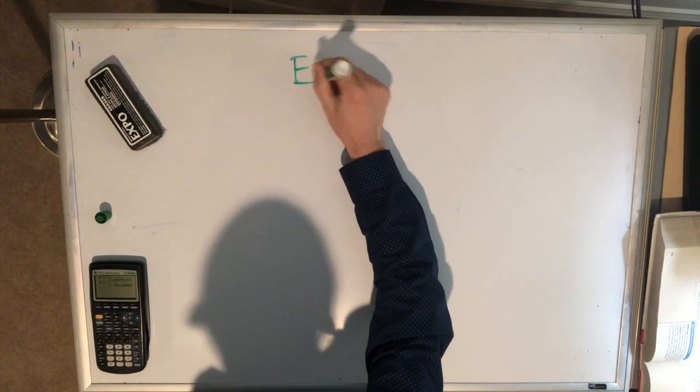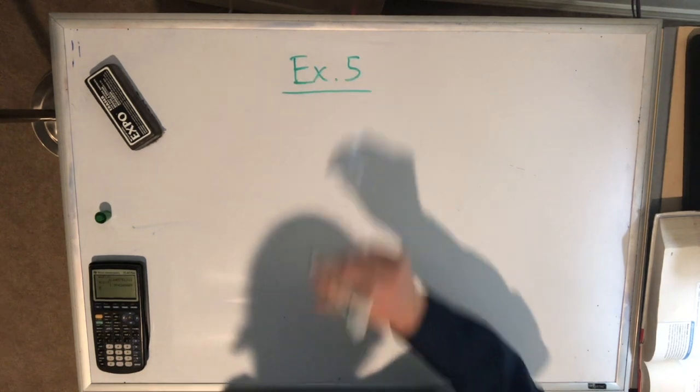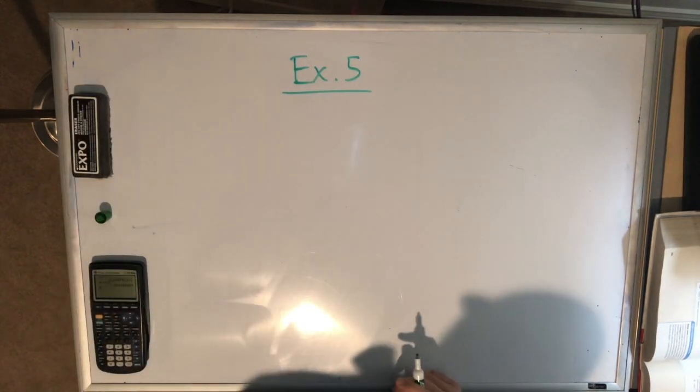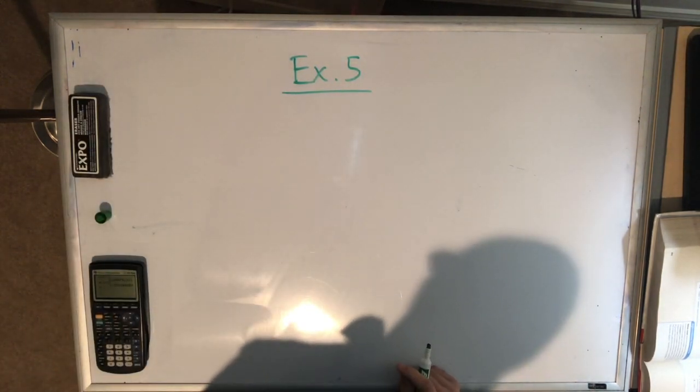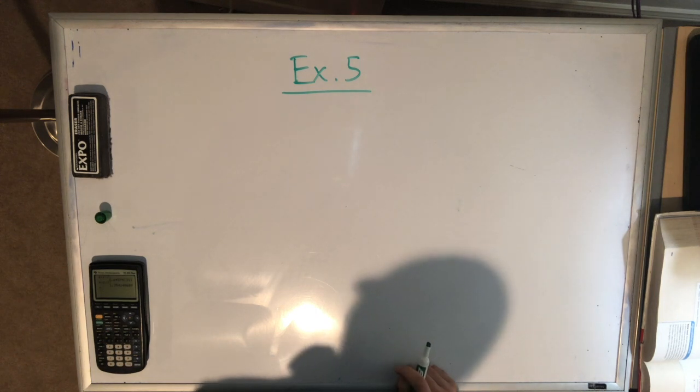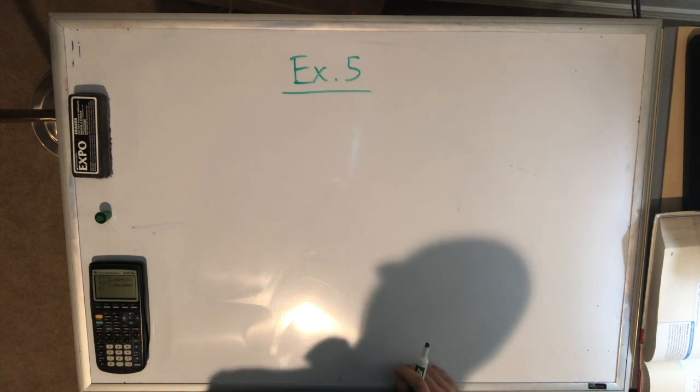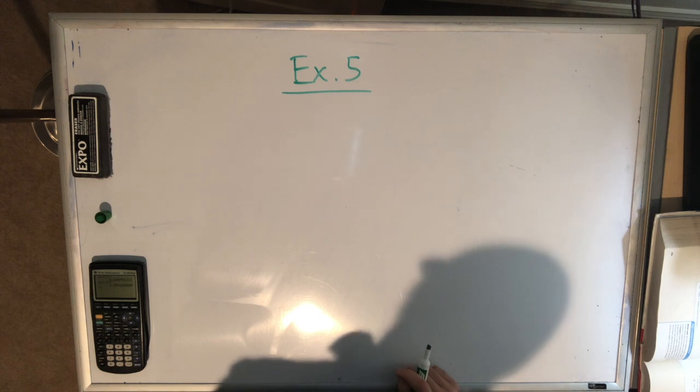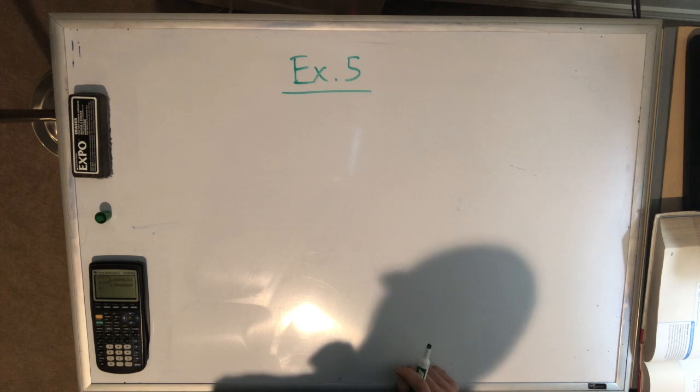Example 5. It's a word problem. During an ice hockey game, a remote-controlled blimp flies above the crowd and drops a numbered table tennis ball. The number on the ball corresponds to a prize. Use the information in the diagram to find the amount of time that the ball is in the air.